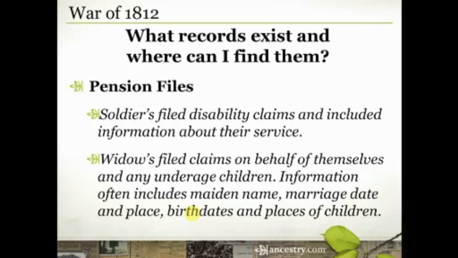So again, in this pension file that I was looking at, we've got the list of all the children who are underage at the time that the pension was filed, with their birth dates and places, and then a signed affidavit by the older sister who claims that she was present at the birth of each of her younger siblings, and so she knew that the birth dates and places of those children as listed were true. So really exciting information available in pension files.